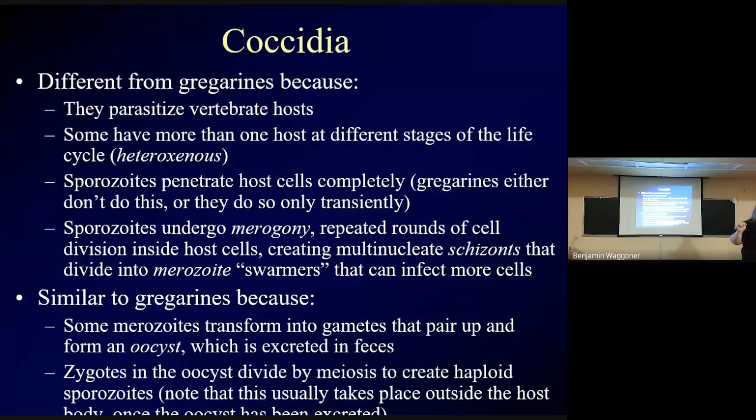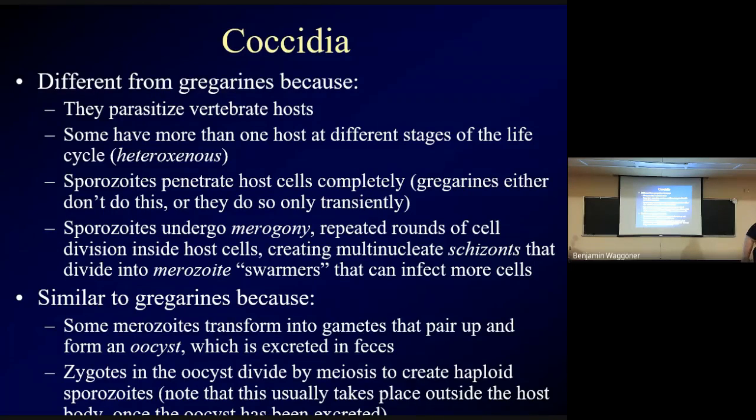Sporozoites of coccidians will also penetrate host cells completely. Gregarines, the ones that you've seen, I don't think do this at all. They'll penetrate with that epimerite kind of anchor on the front, but they don't burrow in completely. Apparently in some species they do burrow in completely, but it's a transient stage. It doesn't last. But coccidians can penetrate host cells completely, becoming fully intracellular parasites.